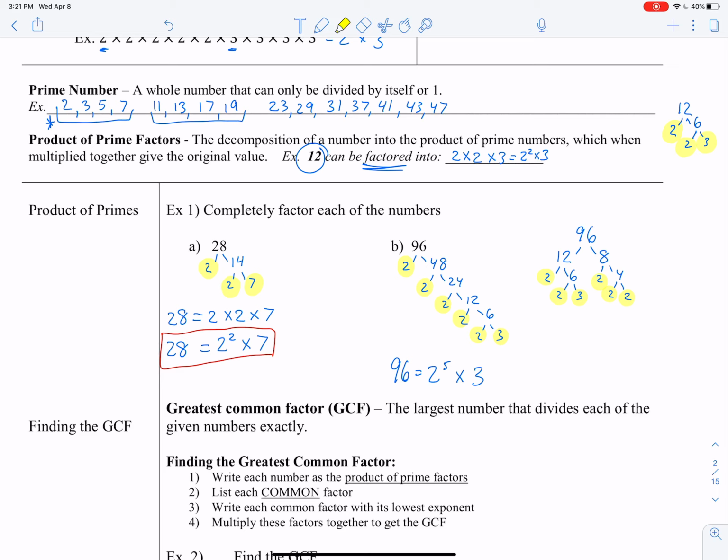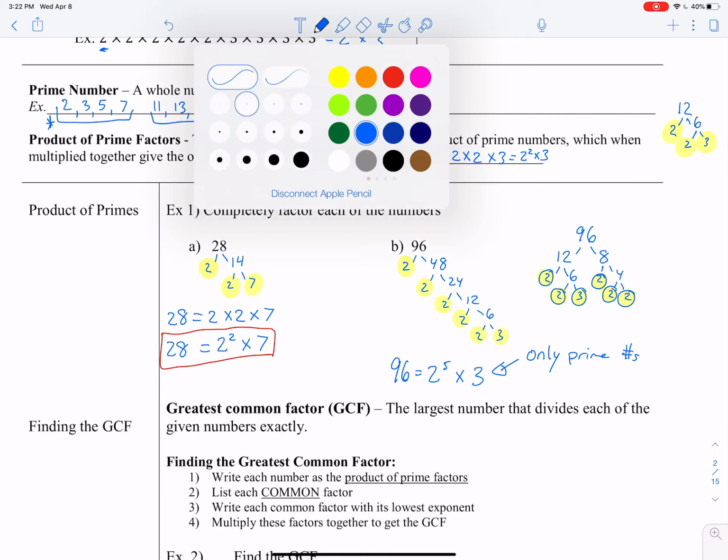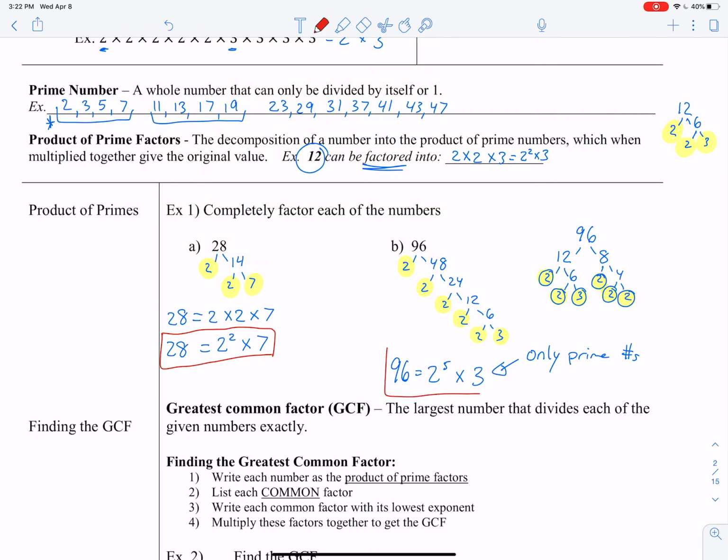And you can circle these prime numbers or you can highlight them. It's important that you make sure that the numbers that you're writing here are only prime numbers. Okay, you're only writing down prime numbers there. And that's my final answer for 96.